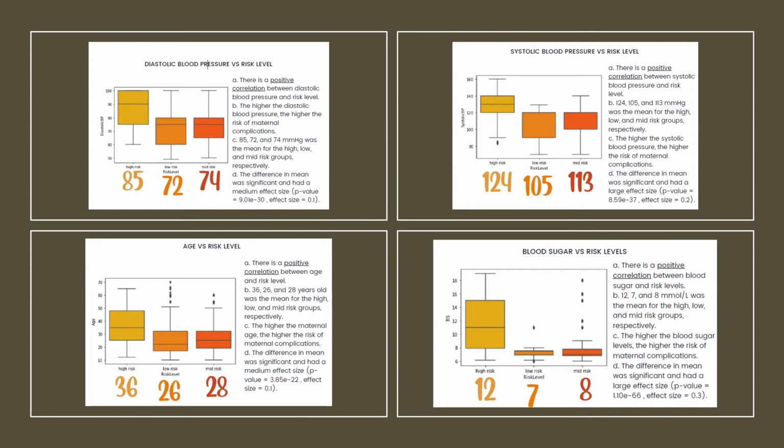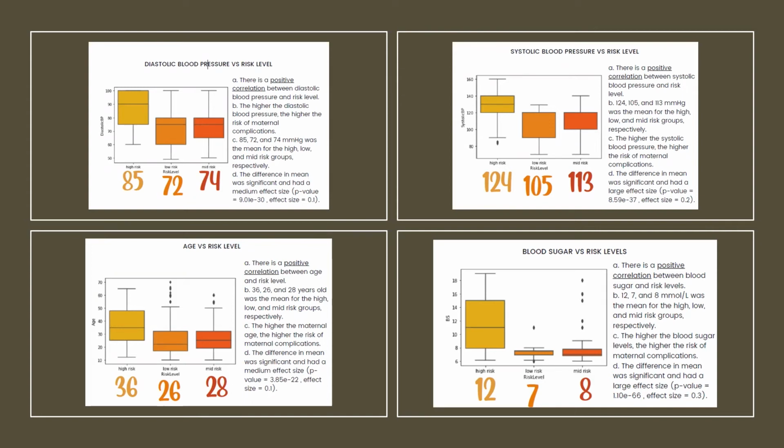If we move on to the systolic blood pressure, and looking at the association between it and the risk level, we also see a positive correlation. And this means that the higher the blood pressure, the higher the risk of these complications. And 124, 105, and 113 millimeters of mercury was the mean for the high, low, and mid-risk groups, respectively. And here again, the difference between the means was significant, and there was a large effect size.